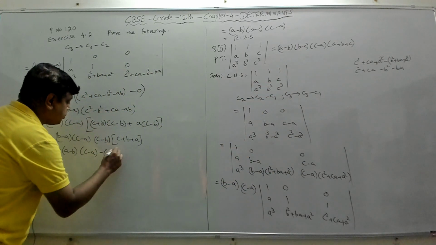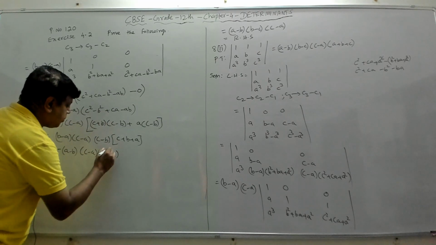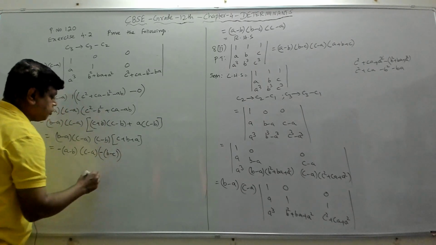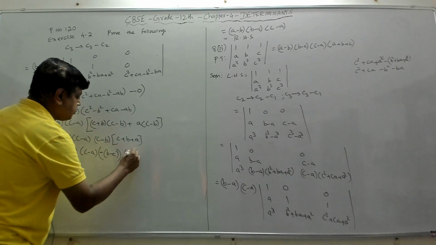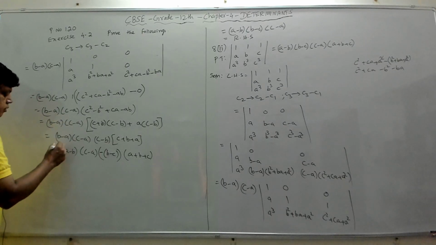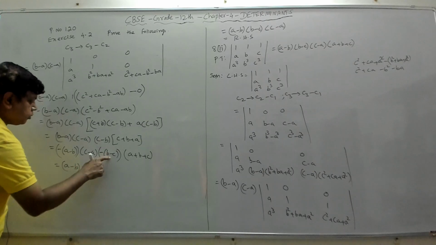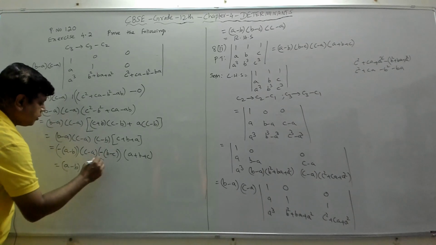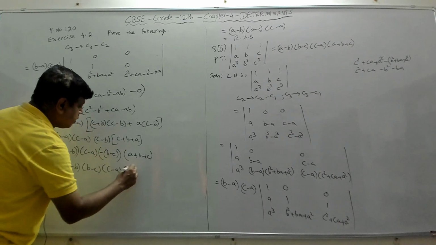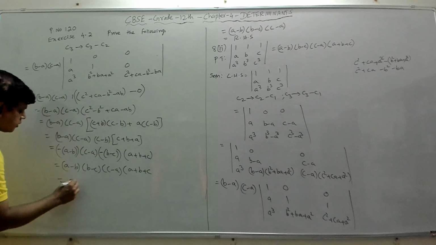So it will become C minus B. Sorry, B minus C. If I take B out, it will become B minus C into all our multiplication. Then this is A plus B plus C. Now this is minus, this is minus, right? Minus into minus is plus, so you'll get a minus b into this one, b minus c into c minus a into a plus b plus c. That is what we have to prove, which is your RHS.